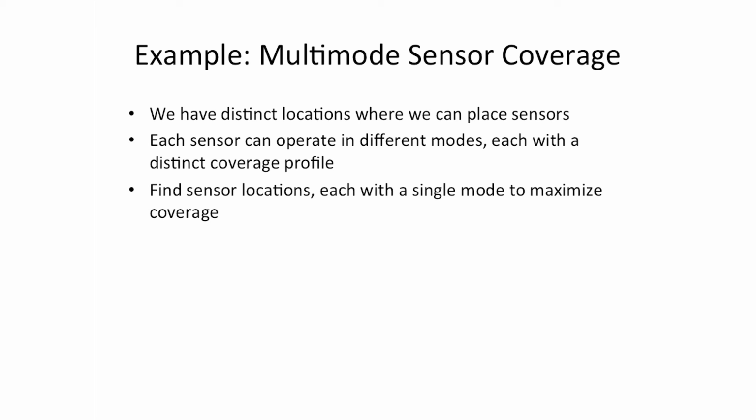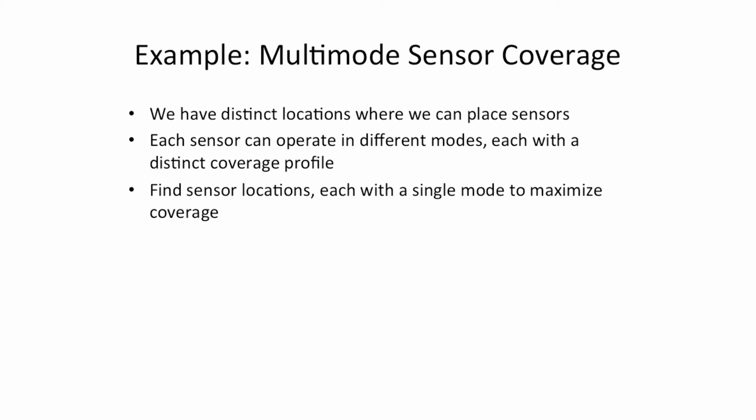So let's think about the following somewhat toyish setting. We have some sensors that we want to place, and we have some possible locations for them. And these sensors have different modes, so they can be set in different modes. Each different mode will give us a different coverage profile for the sensors. We want to find the locations where to place these sensors, and we also want to set the modes of the sensors so that we get as much coverage as possible.